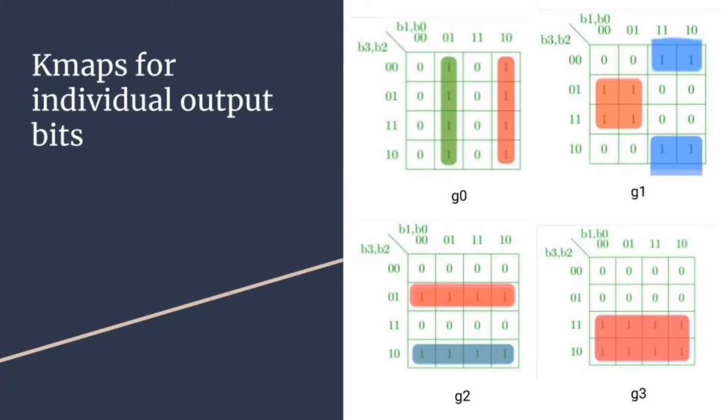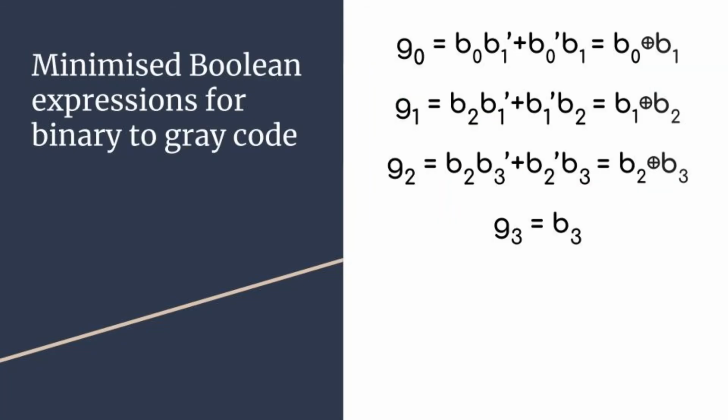Our next step is to plot the K-maps for the individual output units. So here we have shown the K-maps for G0, G1, G2 and G3. Using the K-maps, we will write the minimized Boolean expressions for binary to gray code. Here we can see that G0 equals B0 B1 dash plus B0 dash B1, which is nothing but the XOR of B0 and B1. Similarly, we have G1 equal to XOR of B1 and B2, and G2 equals XOR of B2 and B3, whereas G3 is equal to B3.